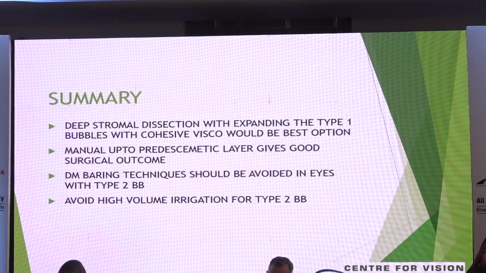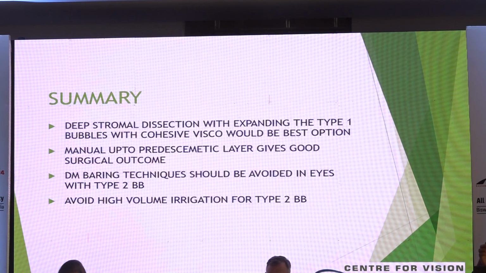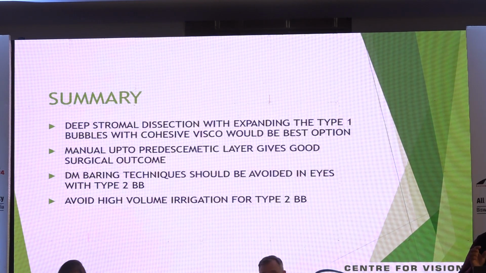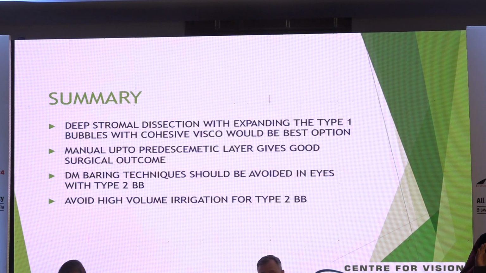So in summary, deep stromal dissection or expanding the type 1 bubble with cohesive viscoelastic would be the good option. A manual dissection up to the predescemetic layer gives good surgical outcomes. DM baring techniques should be avoided in type 2 bubbles if you're not very confident of completing the dissection. And of course, avoid high volume irrigation for type 2 bubbles directly on the stroma.